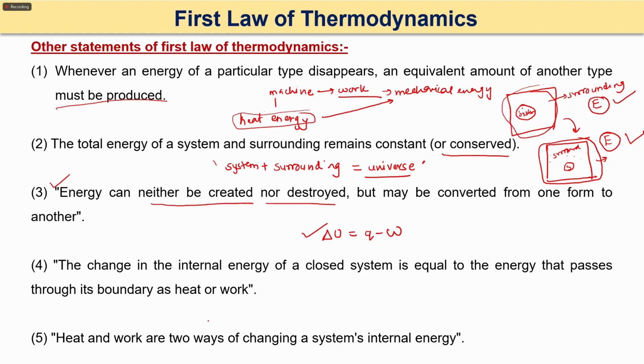Next, heat and work, which basically says that we can change a system's internal energy by supplying heat or taking out heat, or by doing work on the system, or by work if your system does the work, that means work is done by the system. So these are the two ways, that is heat and work, of changing the system's internal energy.